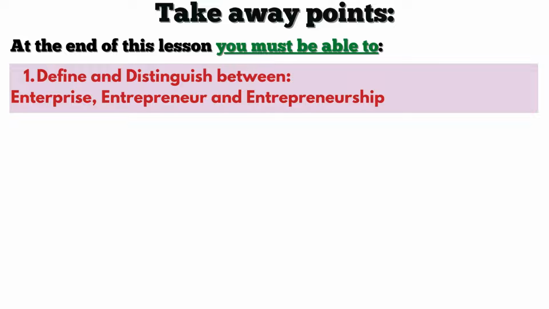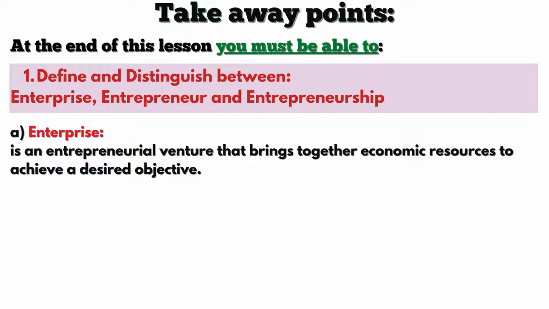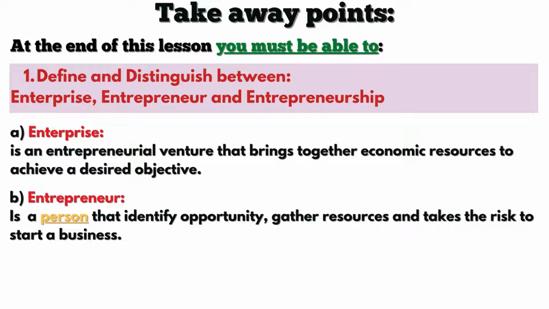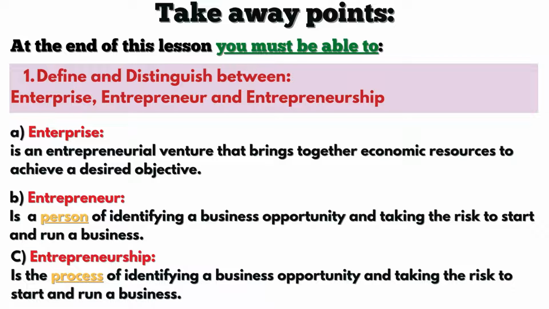Are you able to provide an answer for that? If yes, job well done. If not, let us take a quick look. A. Enterprise is an entrepreneurial venture that brings together economic resources to achieve a desired objective. B. Entrepreneur is a person that identifies opportunity, gathers resources, and takes the risk to start a business. C. Entrepreneurship is the process of identifying a business opportunity and taking the risk to start and run a business.